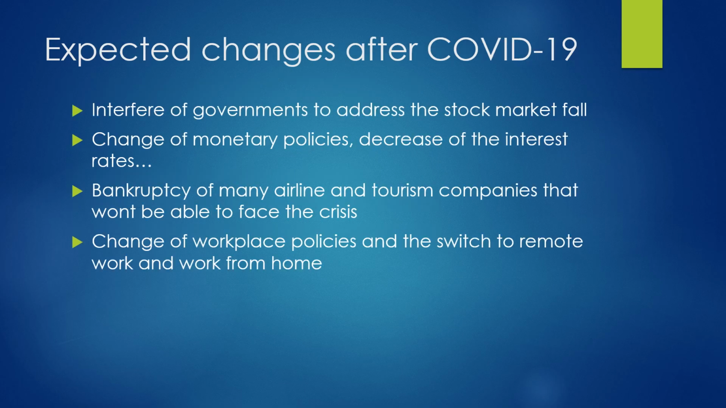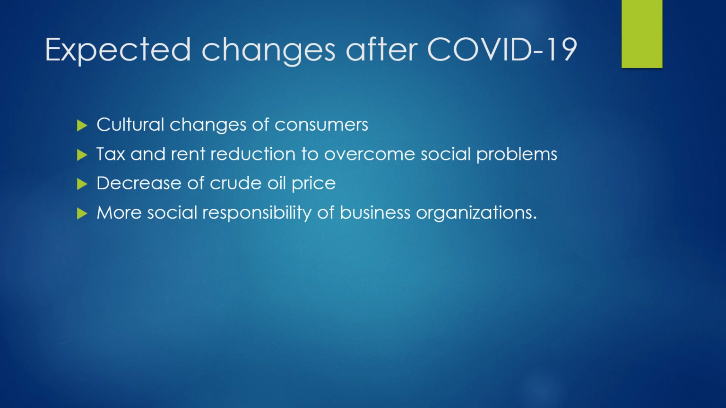interference of governments to address the stock market problems, a change of monetary policies like a decrease of the interest rates, bankruptcy of some airline and tourism companies, a change of marketplace policies, and the switch to remote work and work from home, cultural change of consumers regarding safety and health, tax and rent reduction to overcome social problems in many countries, the decrease of crude oil prices that affects the economies and prices, and more social responsibility of business organizations.